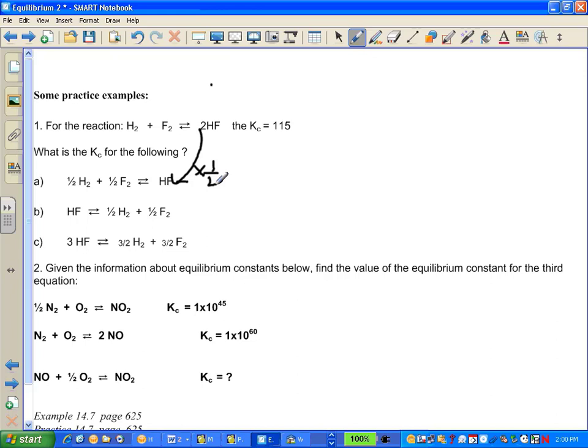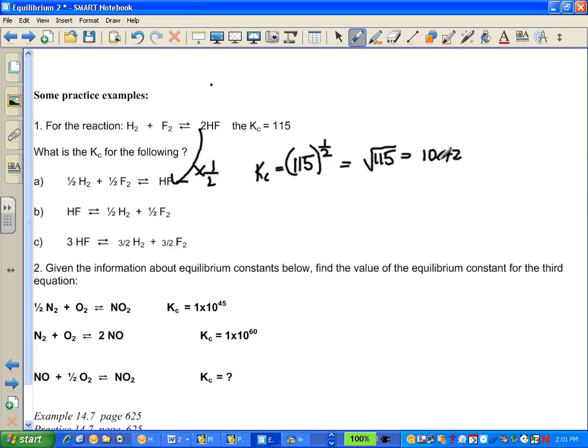So we look to our rules. The rule is that if we multiply by some factor of x, the new Kc is equal to the original Kc raised to that power. So I'm going to raise it to a power of 1/2, which is equal to the square root of 115. When we do the computation, we find that that's equal to 10.72.